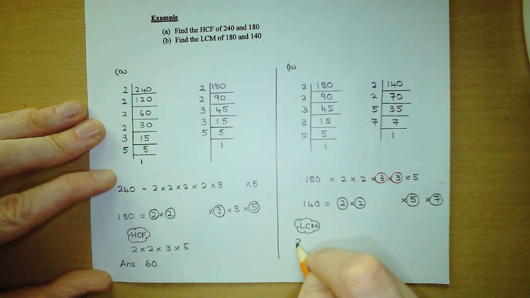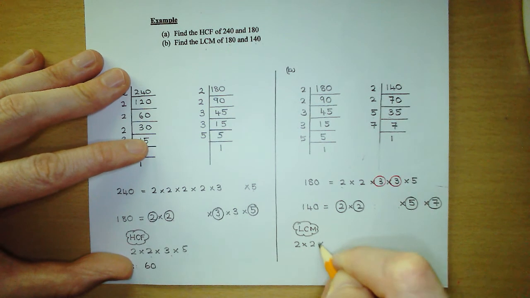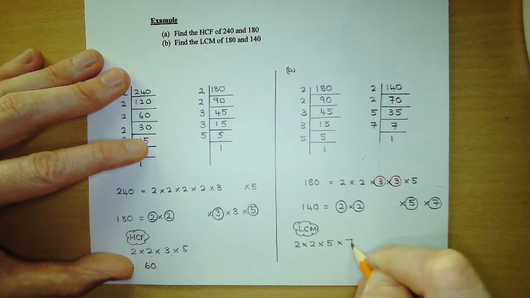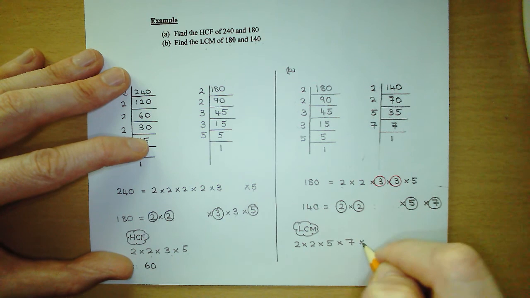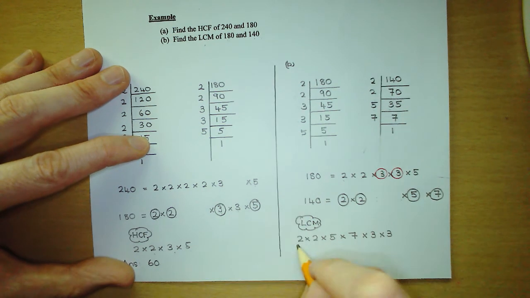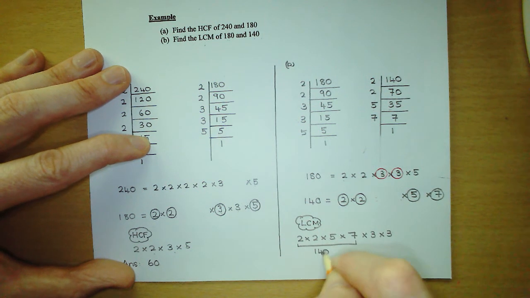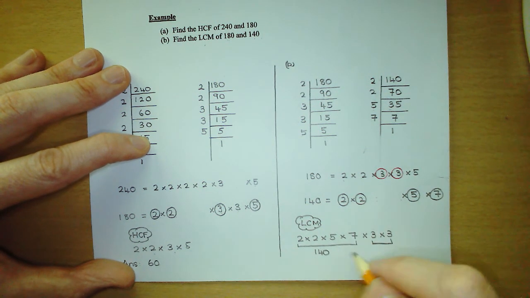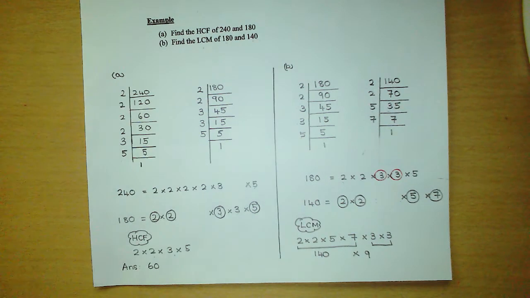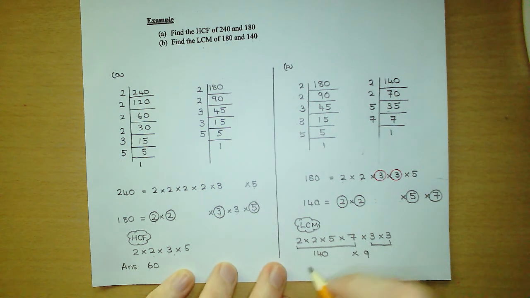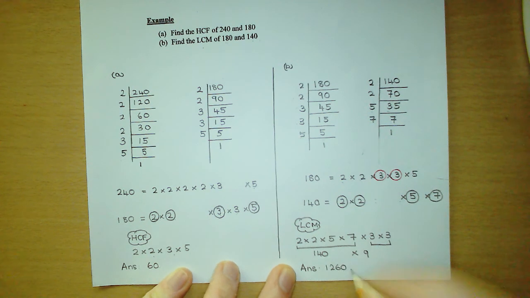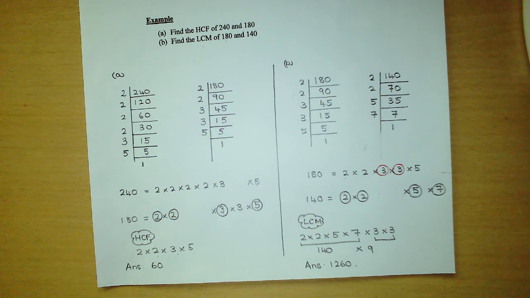So the LCM is 2 multiplied by 2 multiplied by 5 multiplied by 7 and then multiplied by these two 3's. Now again, the smart way of doing this is to remember that 2 by 2 by 5 by 7 is 140, and then 3 by 3 is just 9, so we're multiplying 140 by 9, so we can go to our calculator, and then 140 multiplied by 9 is going to give us 1260. And that's how you find the lowest common multiple of two numbers.